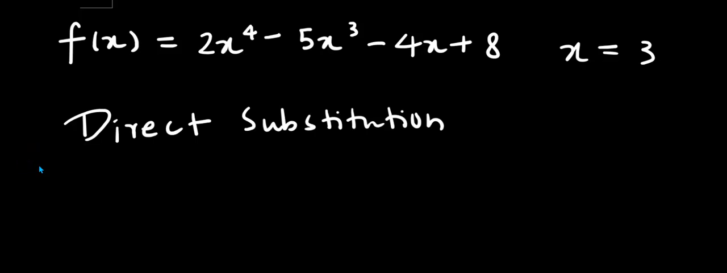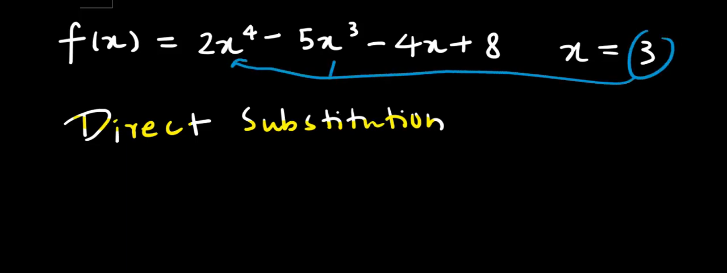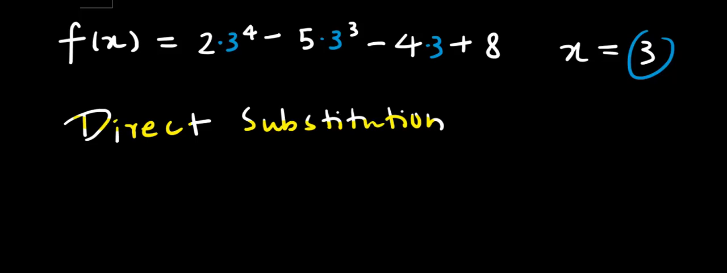Alright, this is a polynomial function. We're going to use a method called direct substitution. In another word, we simply say we directly plug this in. Whenever you see x, you say this is 3. Okay, there you go. We just simply substitute. When we see x, we see that is 3.